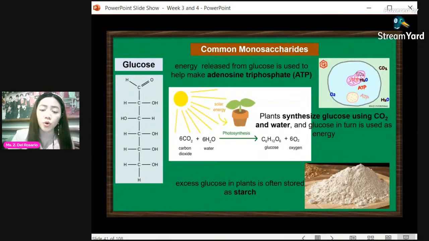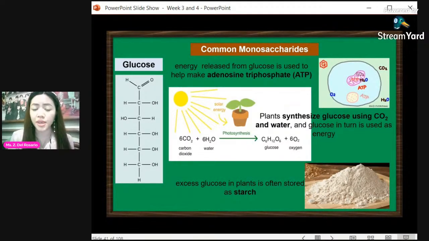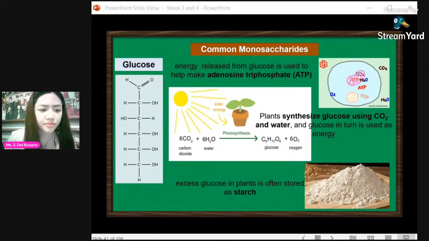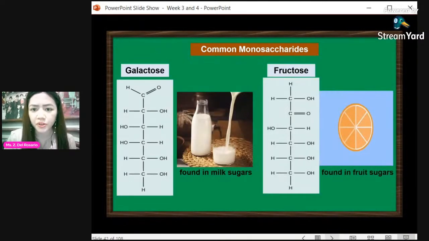This glucose or blood sugar is commonly used in hospitals, like the dextrose being given to you in the hospital if you are lacking electrolytes or fluid in your body. It is also given when you are about to be operated on, and helps keep you from being dehydrated. Moving along, we also have other common monosaccharides like galactose and fructose.